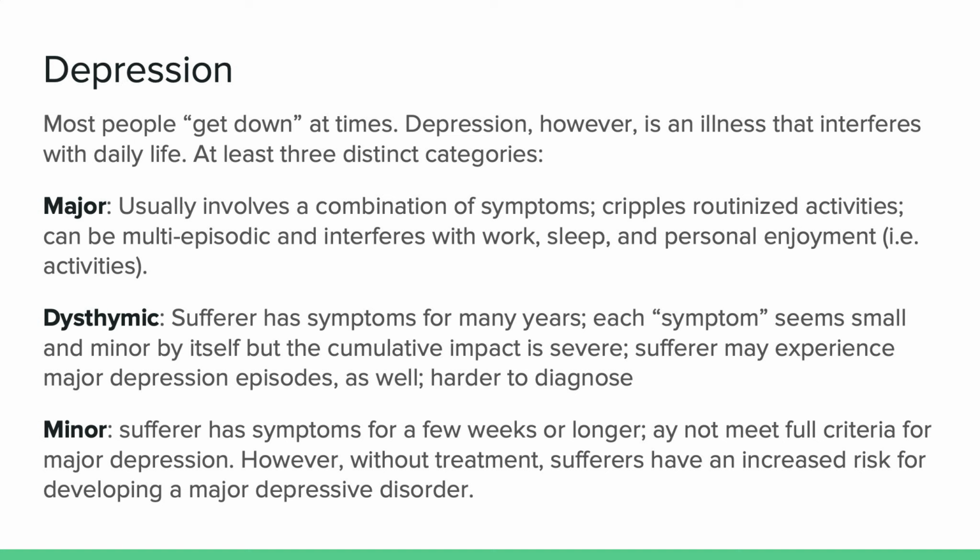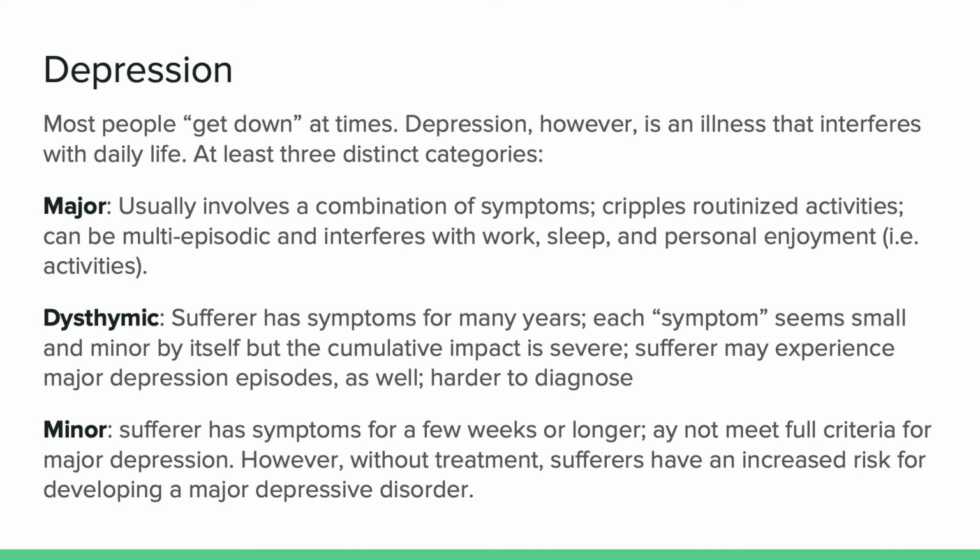So there are three distinct categories. All right, major depression is usually going to involve a combination of very, very impactful symptoms. It's going to cripple the routines that you have throughout the day. And this could be something that happens in multiple episodes, not just one time. It's going to happen multiple times, potentially per hour, per day, per week, per month, those types of things. And it's going to interfere with your sleep, your athletic performance or potentially your work, and also your personal life. You're maybe not going to get the enjoyment out of your personal activities that you normally do. Now I'm going to skip down here to minor depression, because we tend to talk about major and minor depression.